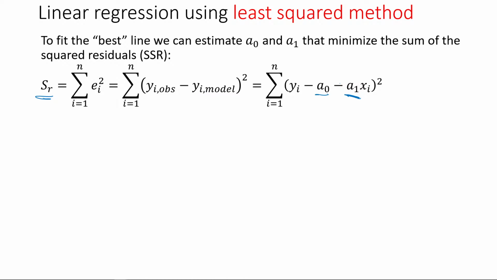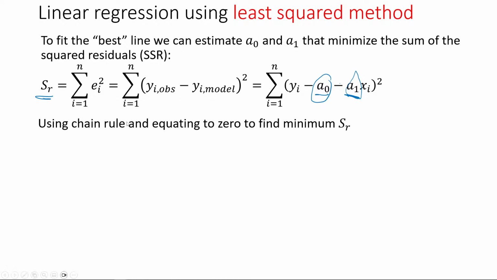Remember when we did the derivative and the derivative test, where you take the first derivative. Here we have two variables. So you first take the derivative with respect to A0 and equate it to 0, then you take the derivative with respect to A1 and equate it to 0. That gives you your critical point, which would be your local minimum. So that's how you solve this problem, just using the chain rule and equating to 0 to find the minimum.